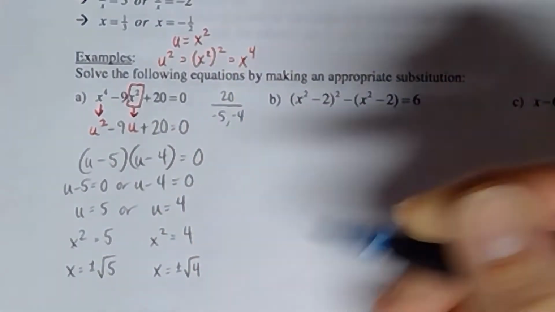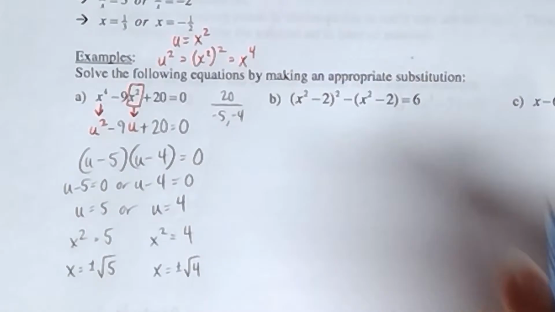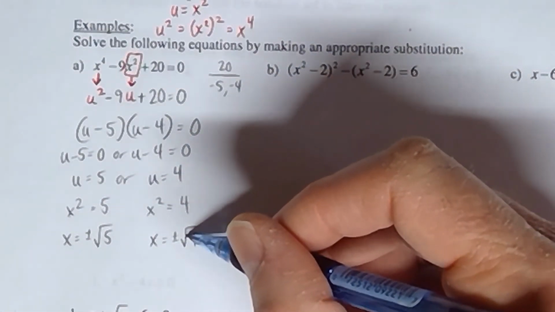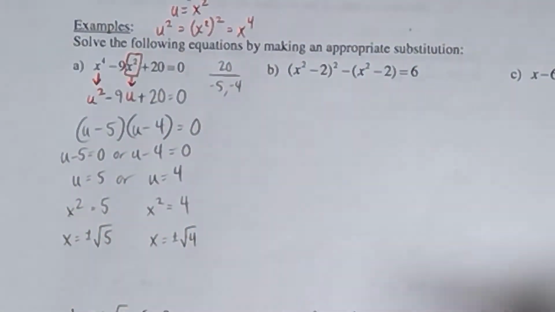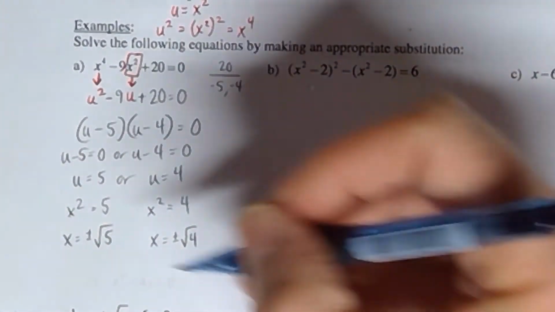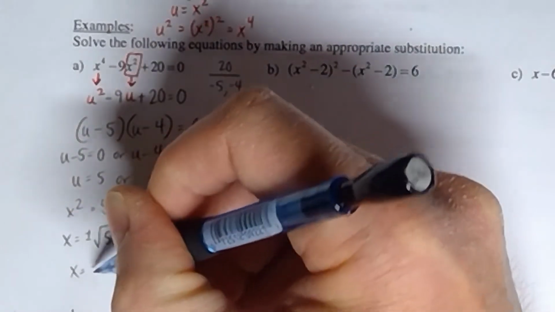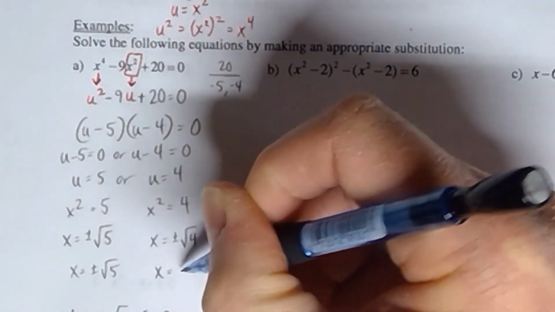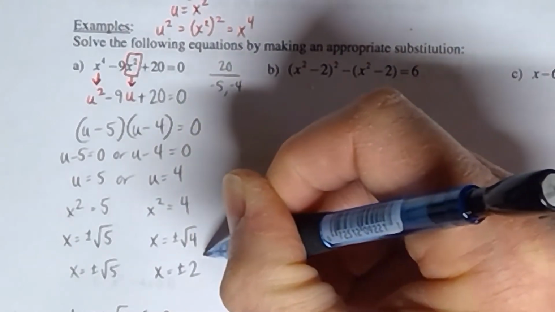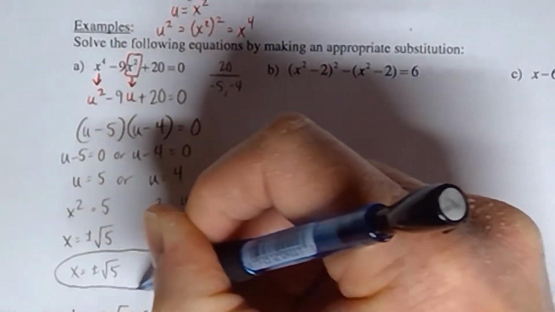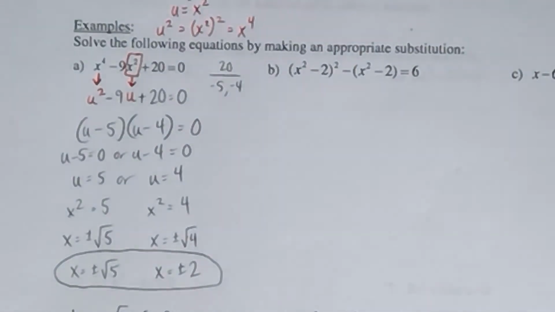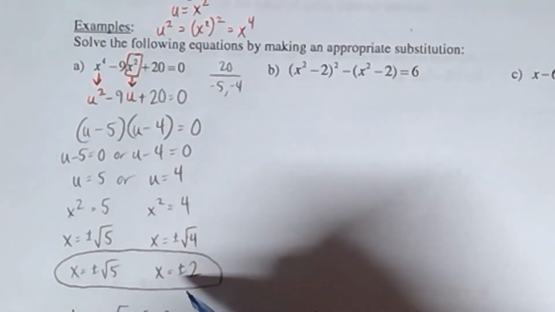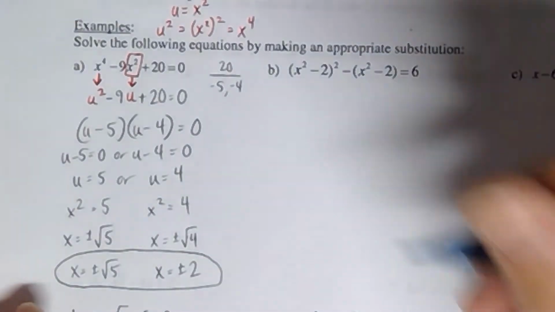But as I've said before, if your final answer has a square root with a perfect square underneath it, don't just leave it like that. Actually evaluate it. So that's going to be plus or minus 2. So we actually have a total of 4 answers here now that I finally got x by itself. Total of 4 answers. Positive and negative square root of 5, and positive and negative 2.